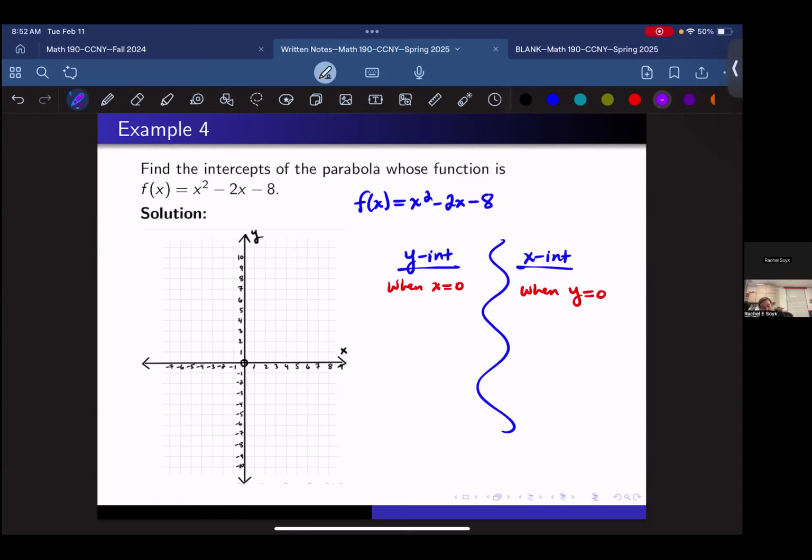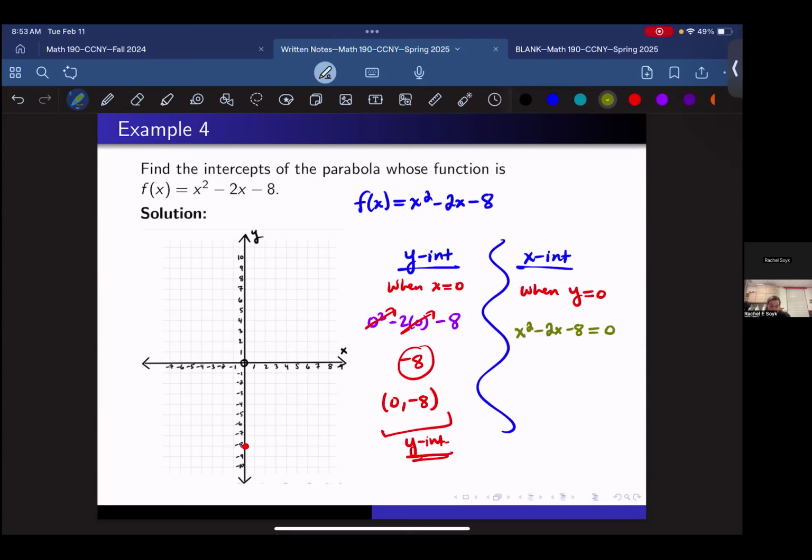Y-intercept is always the easier one because you plug in 0 wherever you see an x, and then you're always going to get that c value, which is -8. So in coordinate point form, we have 0, -8. And then we can go ahead and plot this on our graph, which is right over here. Our x-intercept has a few more steps. We write our function out and we set it equal to 0.